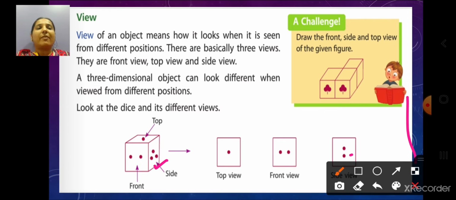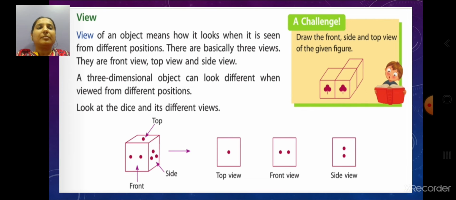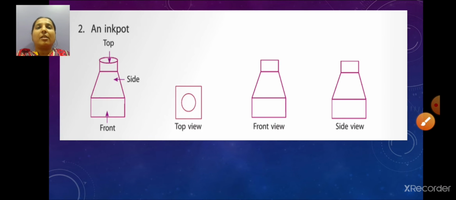So children, in this way you will try to see the objects from different views. It is not necessary that you take this example only. You can take other things also, and you will try to find their different views, that is top view, front view and side view. Okay. Now children, one more example.